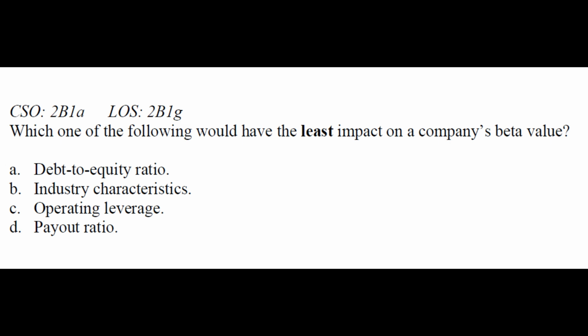Exam tip. Beta is primarily affected by business risk, financial risk, and industry risk. Dividend policy or payout ratio generally does not materially change a firm's exposure to market movements, making it the least influential factor on beta.